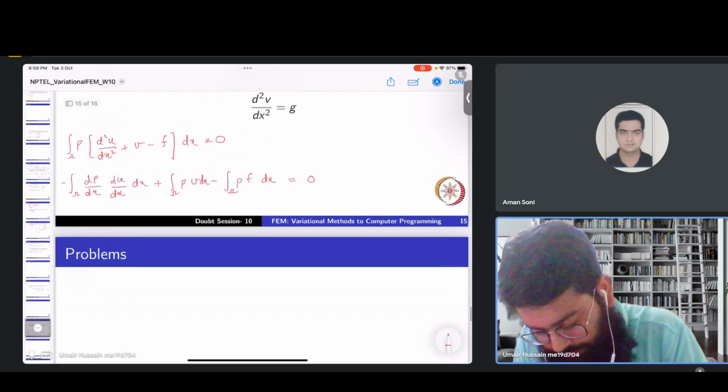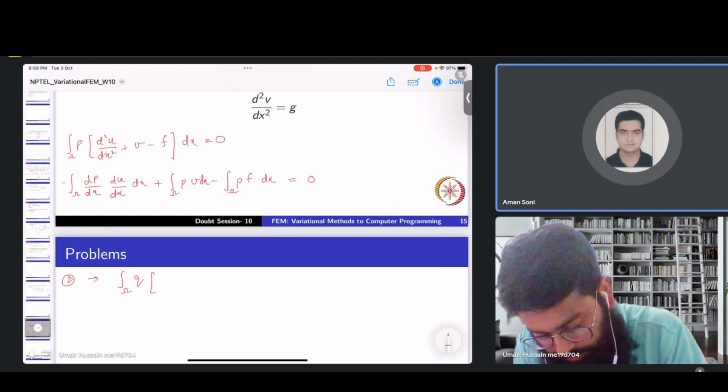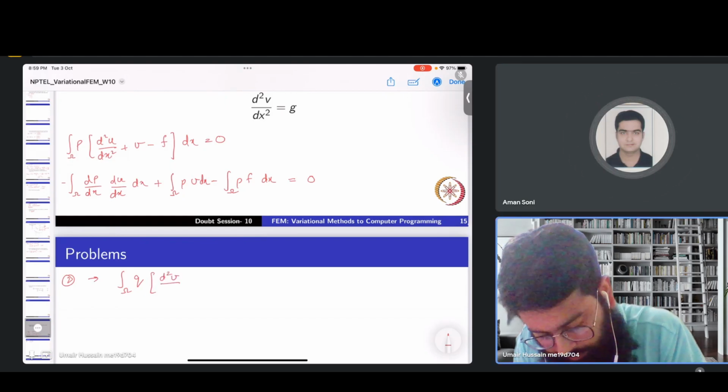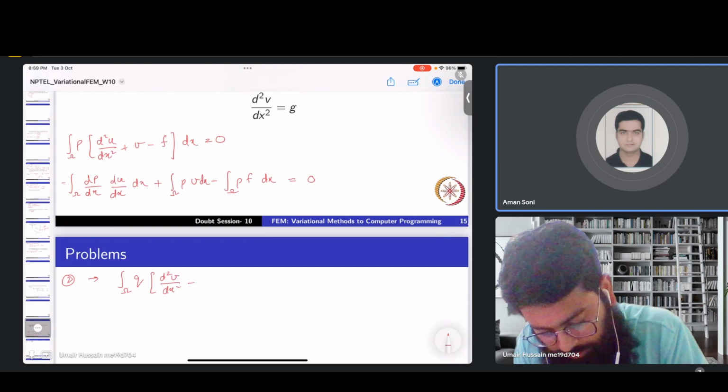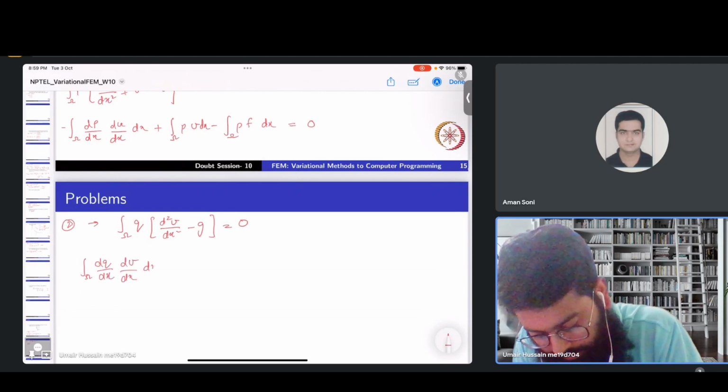Then for the second equation, we take another weight function q. d2e upon dx square minus g is 0. So at the end we'll have x plus 1 dq by dx du by dx plus qg dx.